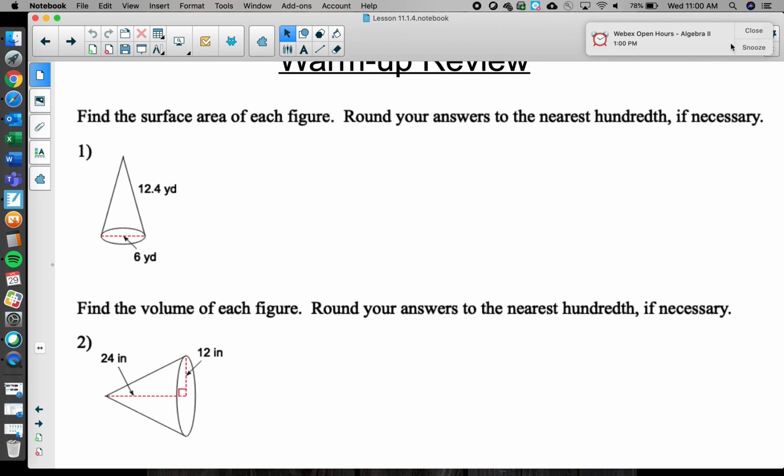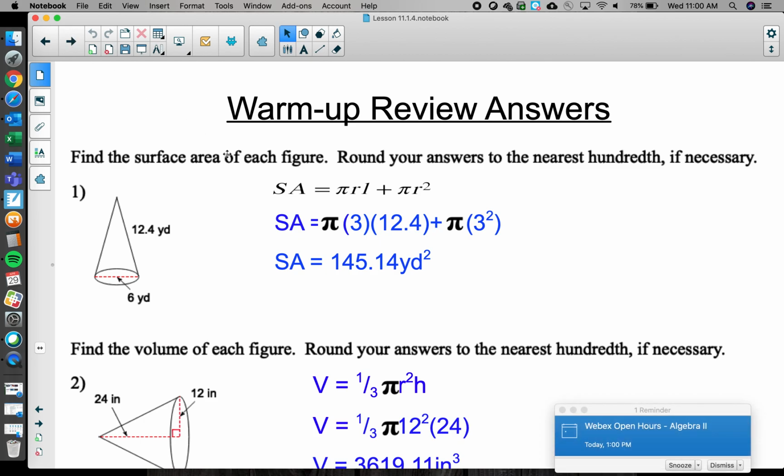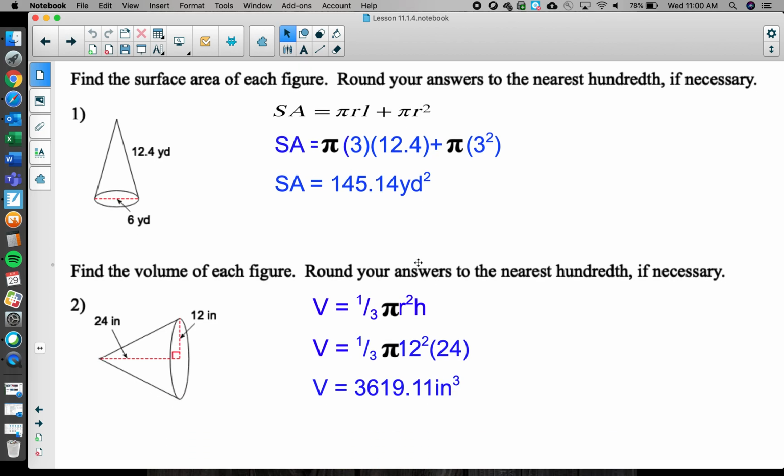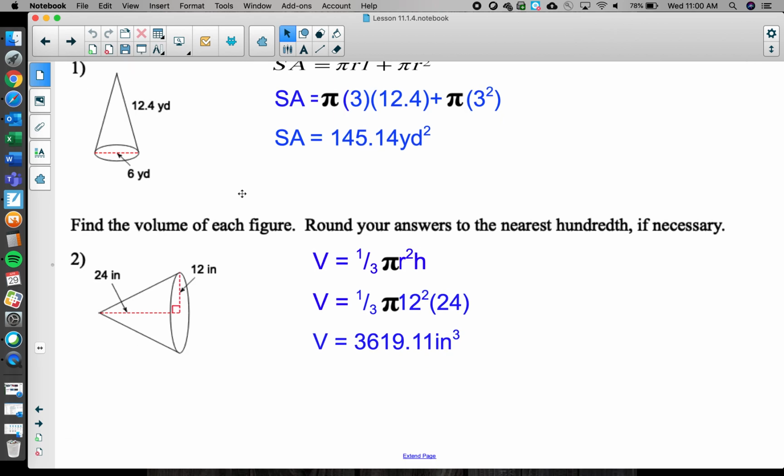Okay, and then on the next screen, it gives you the answers that go with that. Surface area, there's the work, as well as the volume that you're dealing with. So there is that portion. You can take a look at that and make sure you're doing that correctly. That's a review of the last lesson.